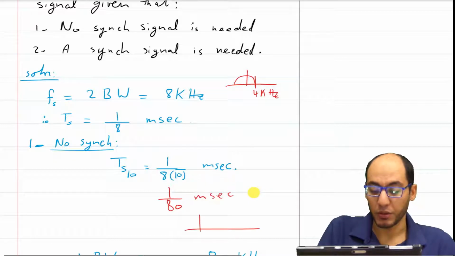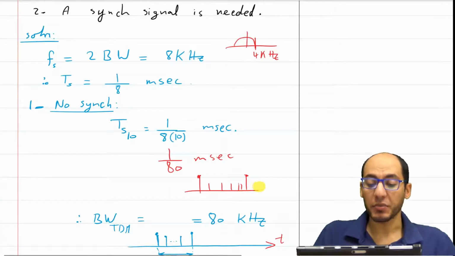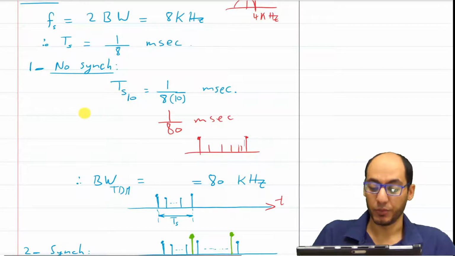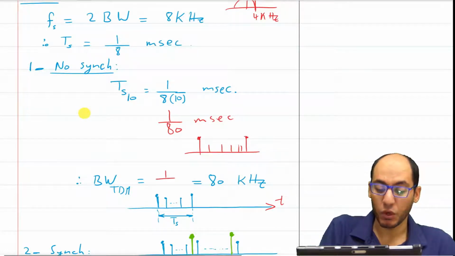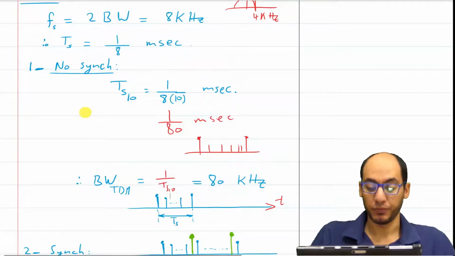So right now these are the samples, and here I'm putting 9 samples between each two consecutive samples. But right now let's first calculate the duration. How do you calculate the duration? The duration is 1 over this number, which means that it is 1/TSN, which is 80 kilohertz. That's a straightforward example.